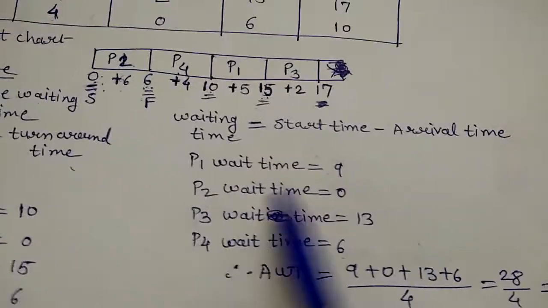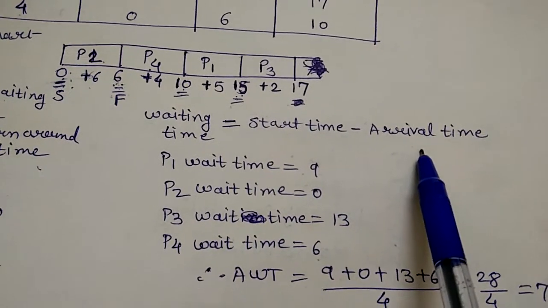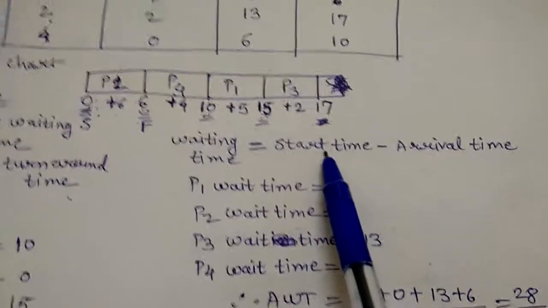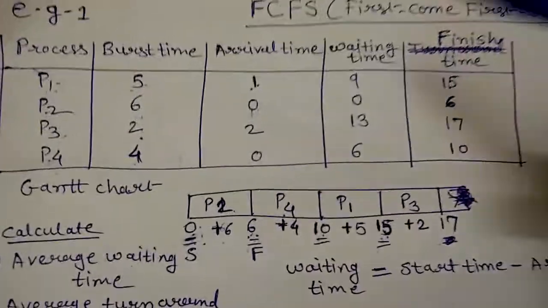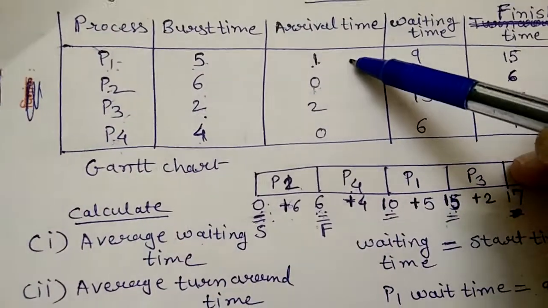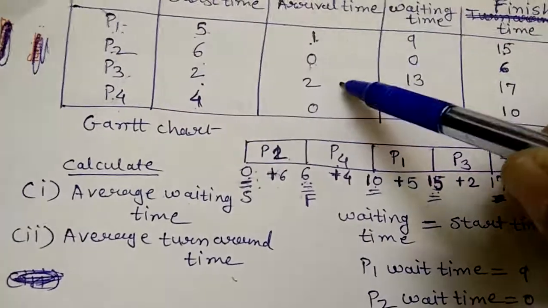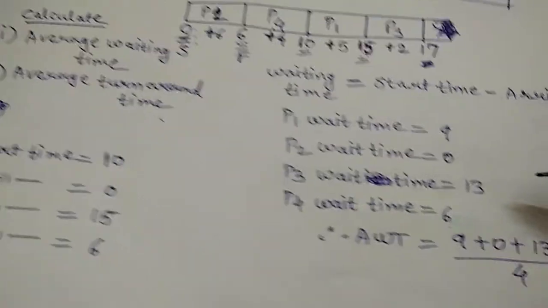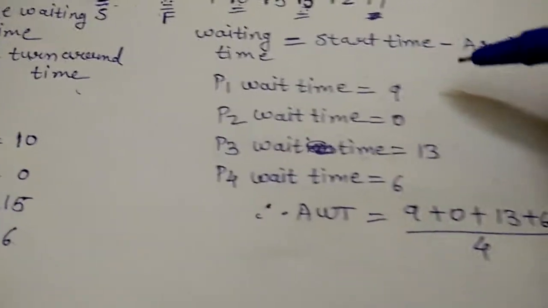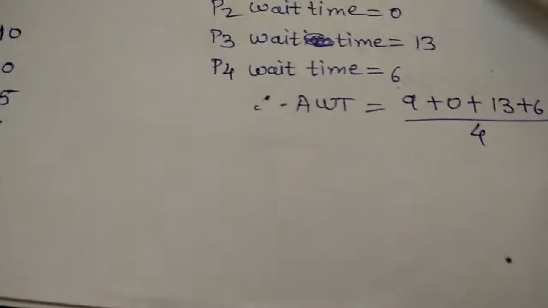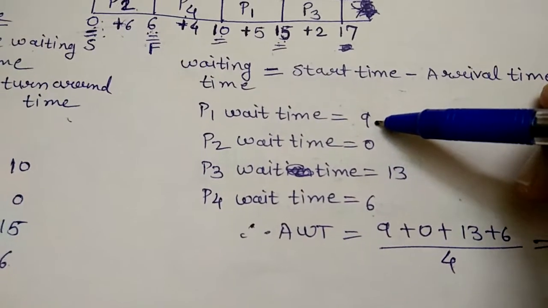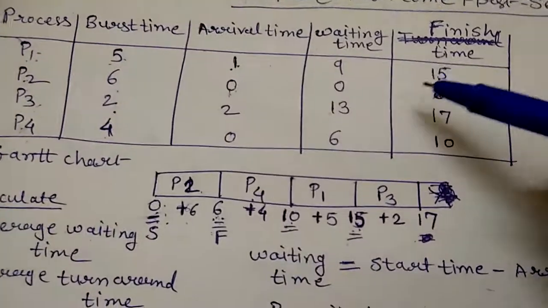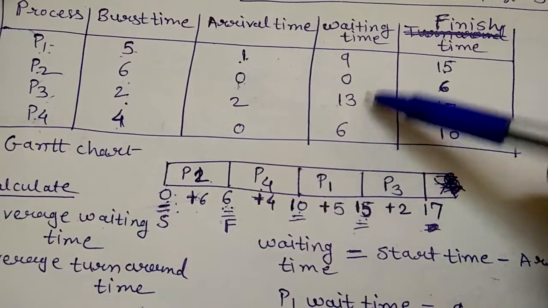Now, arrival time of each process. Start time minus arrival time, because the arrival time will be deducted from the start time. So let's see the arrival time of each process. The arrival time of P1 is 1, P2 is 0, P3 is 2 and P4 is 0. Now, see here the waiting time of P1. The waiting time of P1 is 9, P2 is 0, P3 is 13 and P4 is 6. Is it the same in the table? Yes, 9, 0, 13, 6.